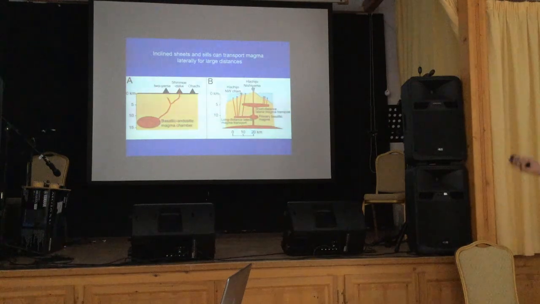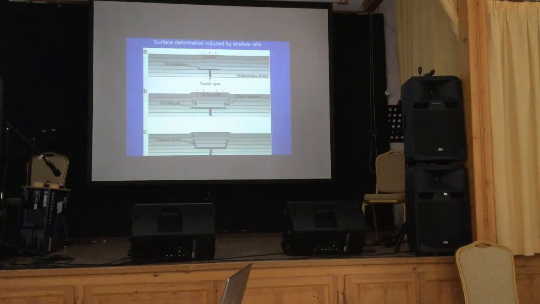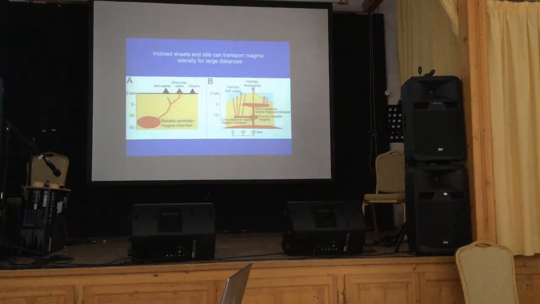These are two real examples of the plumbing system below volcanoes in Japan. To the left, the Hiruyama, Shinmoedake, Ochamoachi volcano system. They are all three active volcanoes. And you see that the magma chamber is not below the volcano, but is displaced to the side. And there is a system of inclined sheets bringing the magma to these volcanoes. So this is a real example. This is the scale.